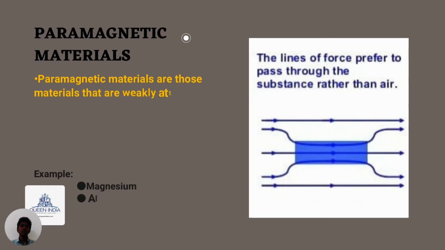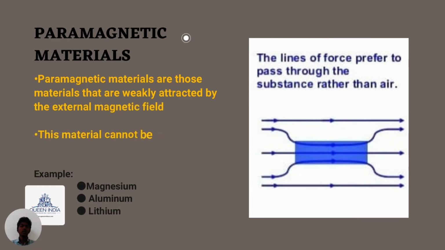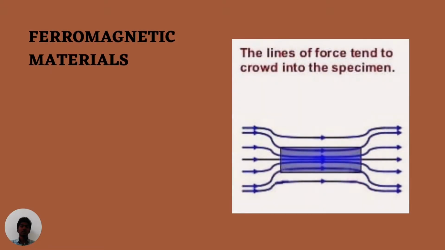Paramagnetic materials. The lines of force prefer to pass through the substance rather than air. Paramagnetic materials are weakly attracted by an external magnetic field. Examples of paramagnetic material: magnesium, aluminum, lithium, etc. This material cannot be tested by magnetic particle testing.